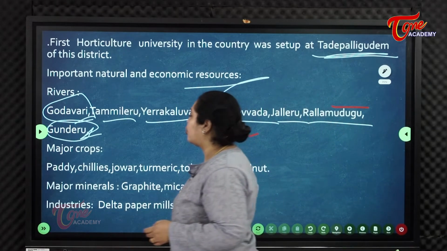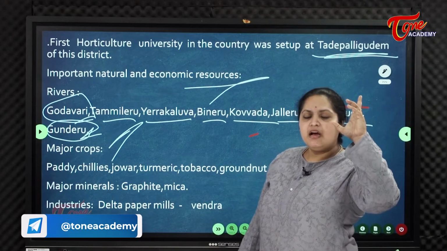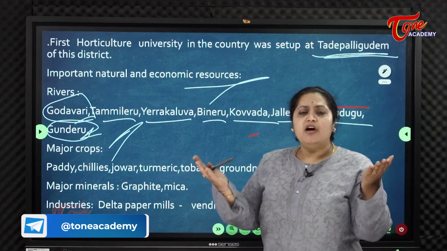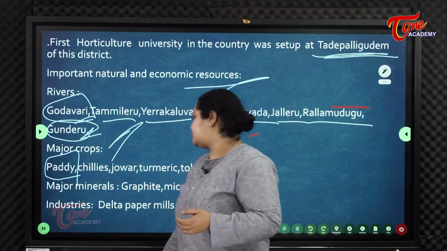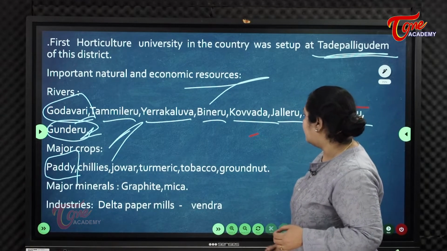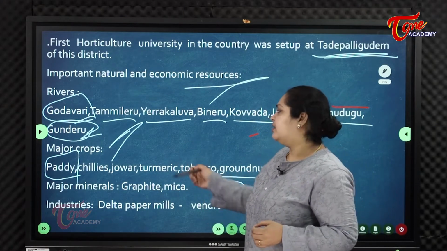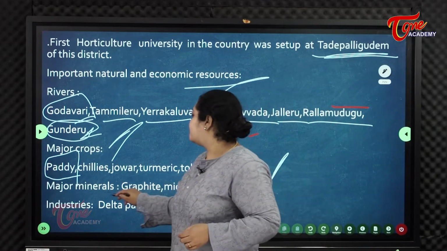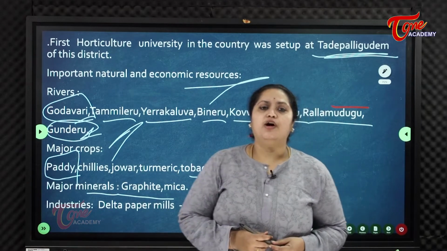Now coming to major crops. Major crops grown in this district are paddy. Rice bowl of the state means it grows paddy, so paddy is one of the major crops of this district. Apart from that, chilies, jowar, turmeric, tobacco and groundnut are the other major crops. Next, major minerals: graphite and mica are the major minerals of this district.